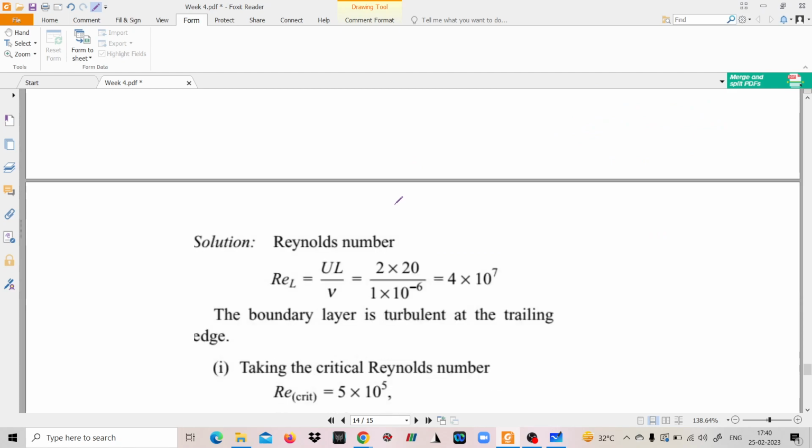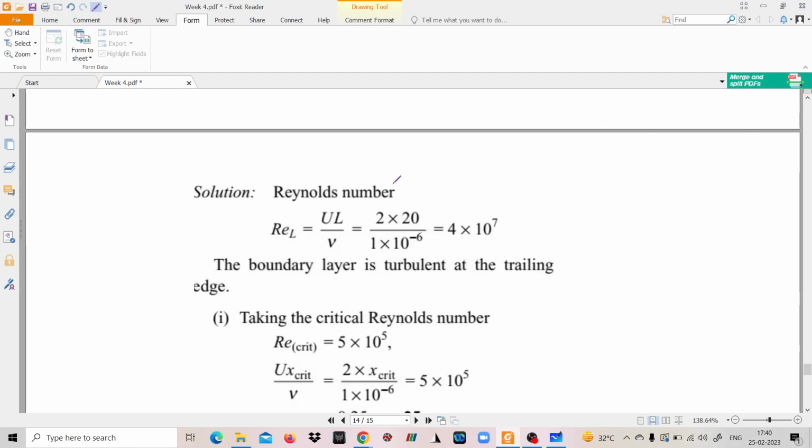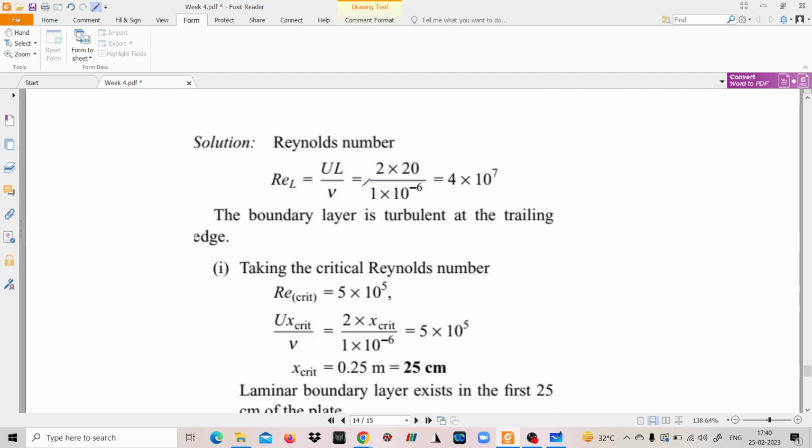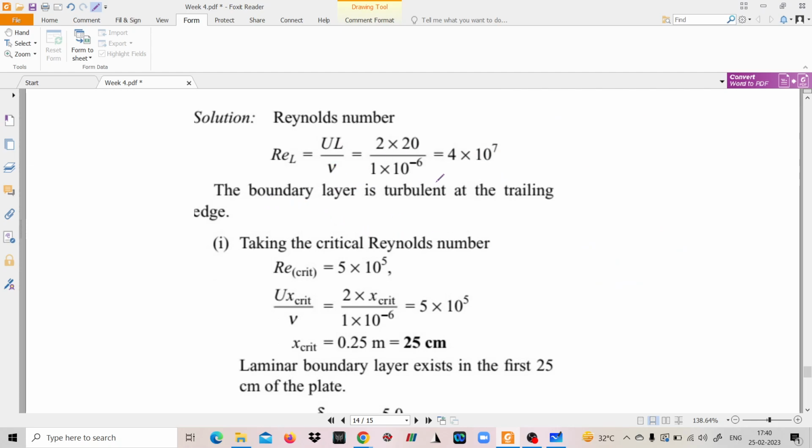The values of rho and nu are given to you. So the Reynolds number is U L by nu. The length of the plate is given to you, which is 20 meter. So what is the Reynolds number? 4 into 10 to the power 7. Therefore the boundary layer is turbulent at the trailing edge. This is the Reynolds number at this end, so at the trailing edge it is turbulent.